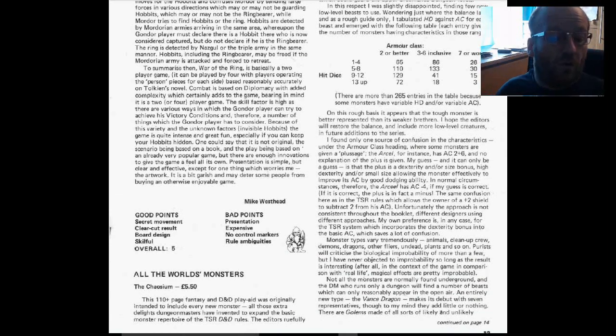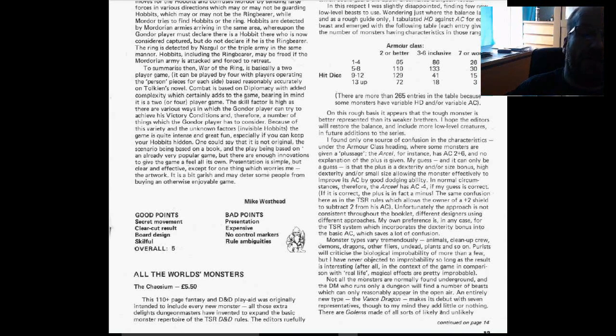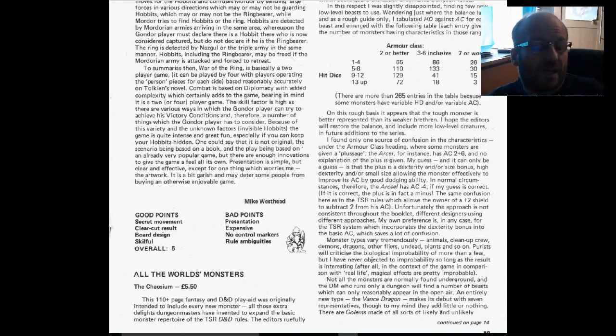Felt a bit cheap. All the World's Monsters. 110-page fantasy and D&D play aid. It's another monster book, but 110 pages for £5.50. That's not too bad. Do that multiplied by six thing. About 30 quid. 110 pages. No, that's normal. That's actually quite normal. It's not that great. Seems better than that book above.